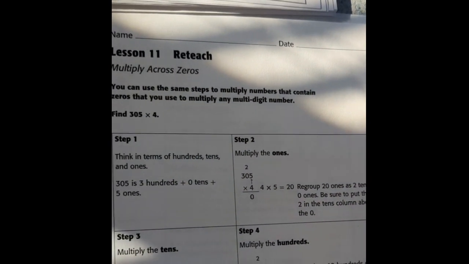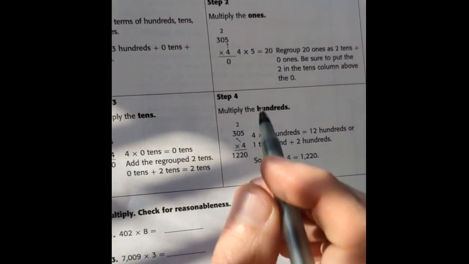Hey, it's Mr. Wheeler. Let's take a look at today's assignment. We're going to do this simple page to practice regrouping across zeros with multiplication.